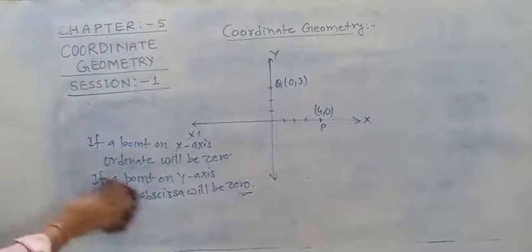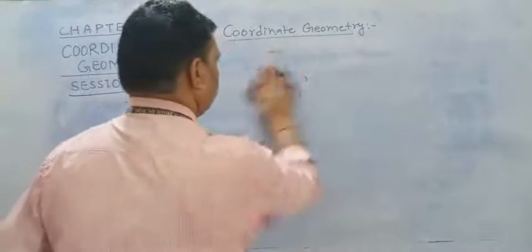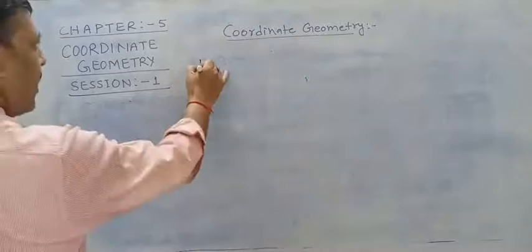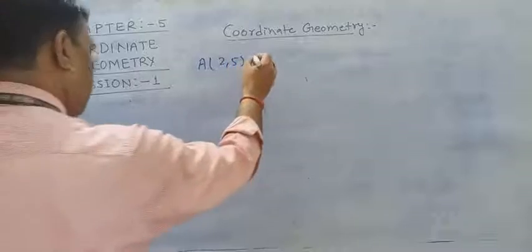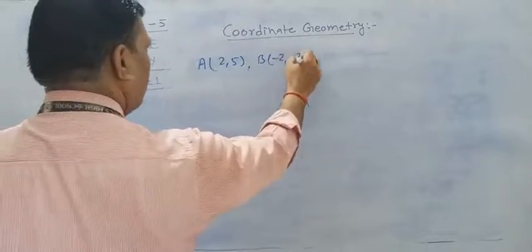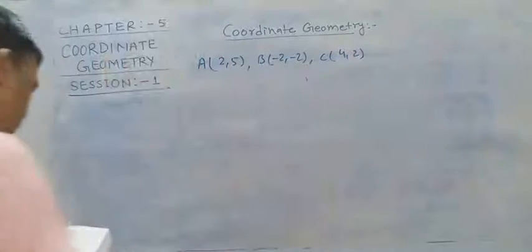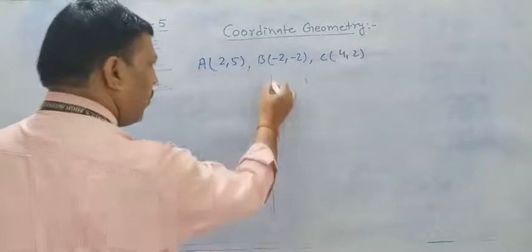Now suppose a question is given. Plot the points on the graph. We have 3 points: A (2, 5), B (-2), and C (4, 2). So we have to plot these points on the graph paper, join AB, BC and AC, and calculate the area of the triangle ABC. So we have to draw the x-axis and y-axis first.